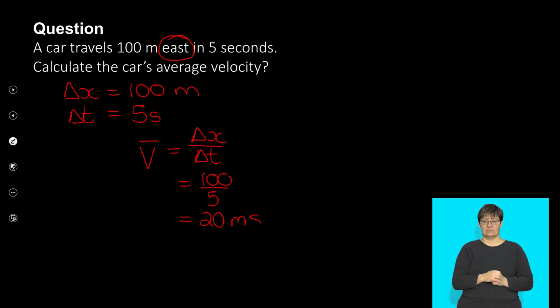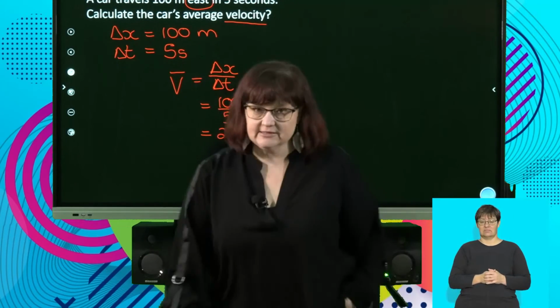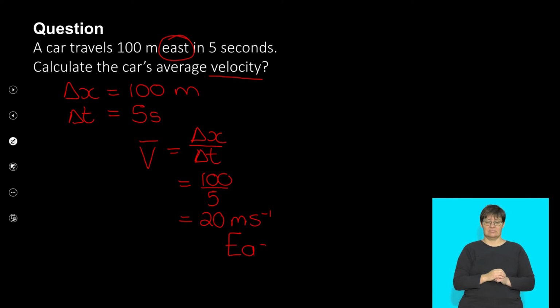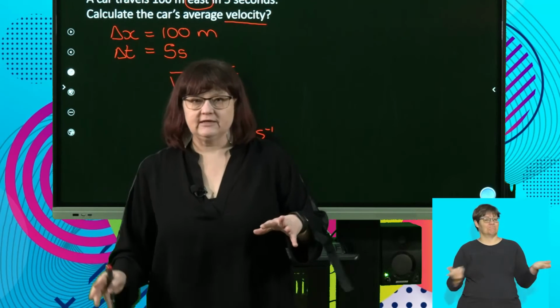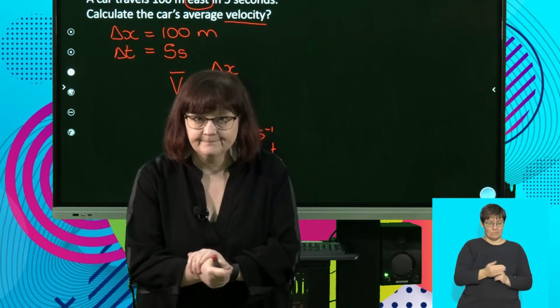But I asked for average velocity. Velocity is a vector. Vector means I need to have size and direction. Direction is the same as the displacement, so it was going east. I have to put east in at the end. Don't forget the direction. It's so easy because we get so used to doing stuff, but you've got to remember velocity is a vector. We have to put the direction in.